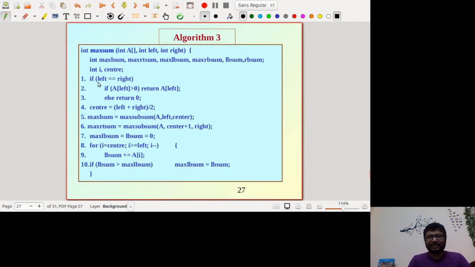So if left is equal to right, that means that the array has only one element. You check whether that element is strictly greater than 0. If it is, then you return that element. Otherwise, you return 0, because by definition, if all the elements are negative, we defined the maximum subarray sum to be 0. Now center is left plus right by 2, which is the index of the middle element of the array, plus minus 1.